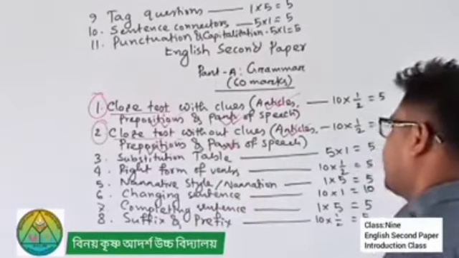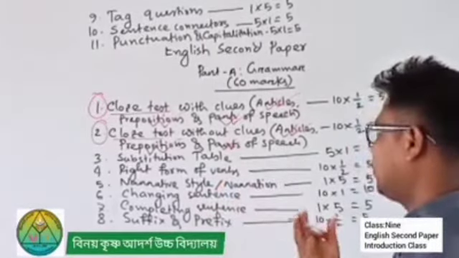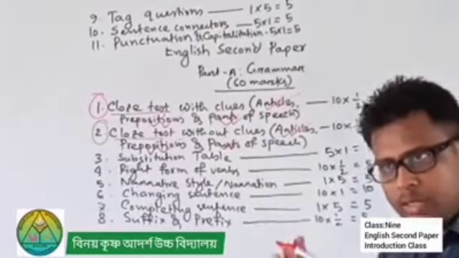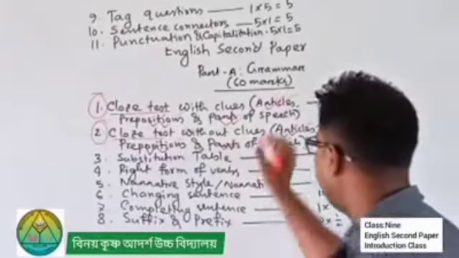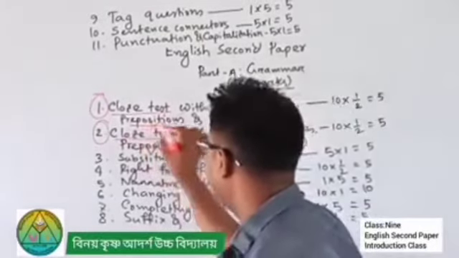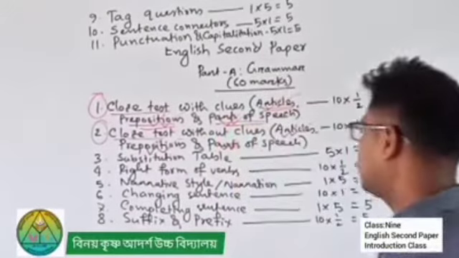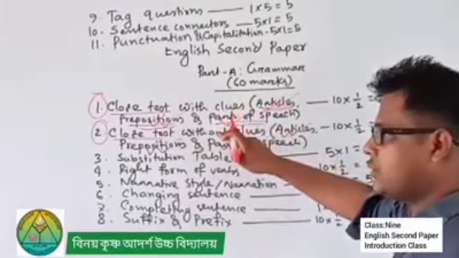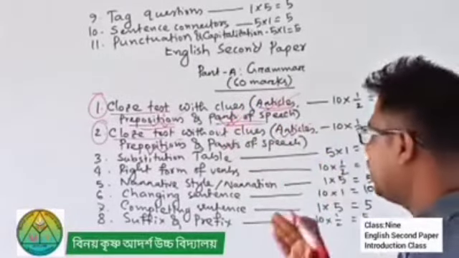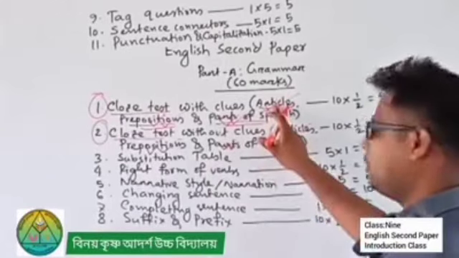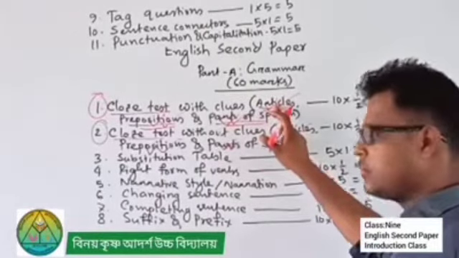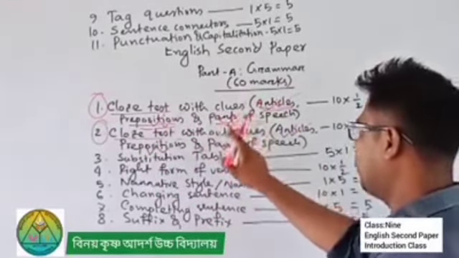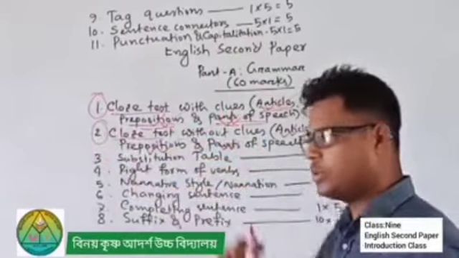Cloze test with clues and cloze test without clues, these 2 items contain a similar grammatical syllabus. For example, articles, prepositions, parts of speech. So dear learners, if you want to master these 2 items, I strongly suggest you at first learn about the articles, prepositions and parts of speech. This item will cover your question number 1 and question number 2.